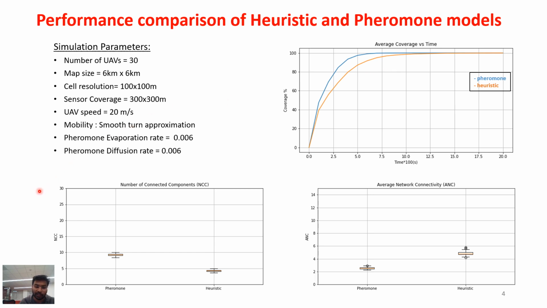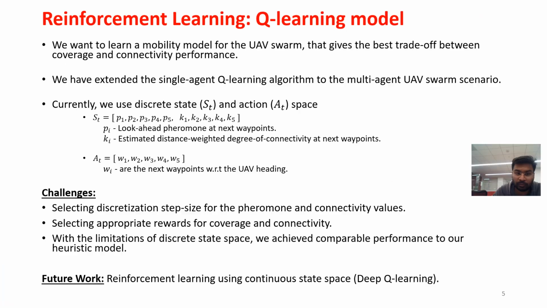But in terms of connectivity, we see that the heuristic model performs better. The number of connected components decreases by 54% and the average network connectivity of the heuristic model increases by 96%. Next, we look into using Q-learning to find a mobility model for UAV swarms that gives the best trade-off between coverage and connectivity performance.